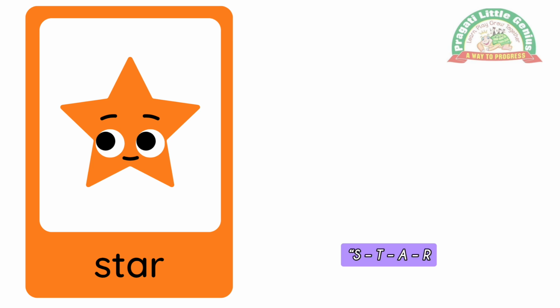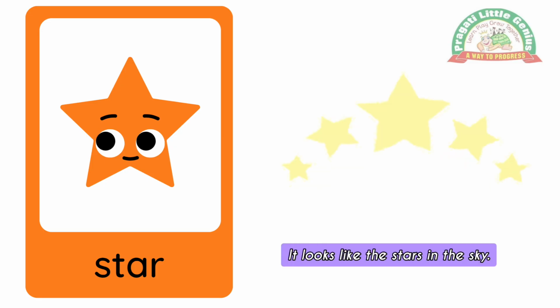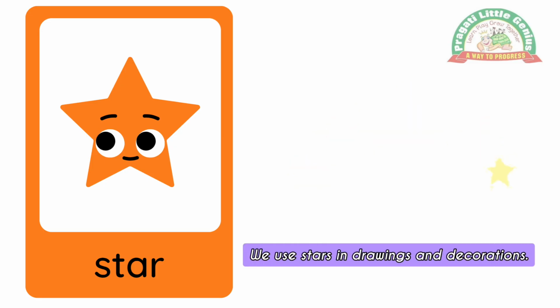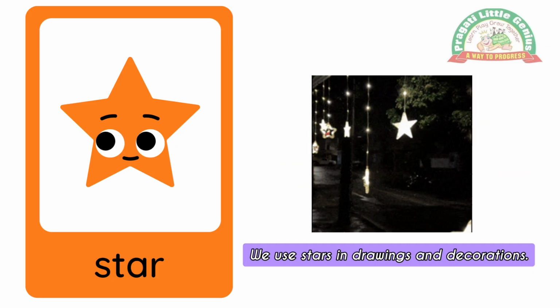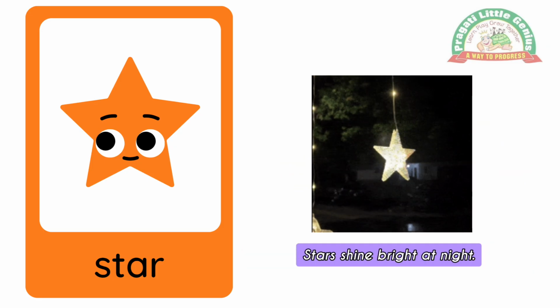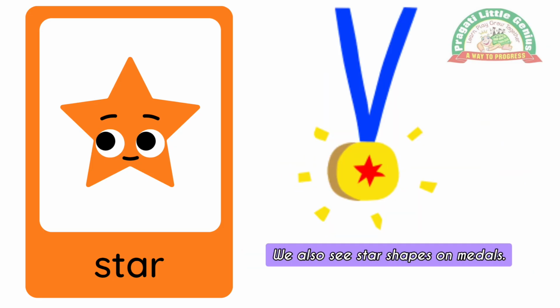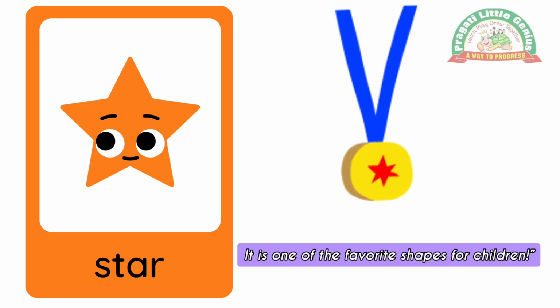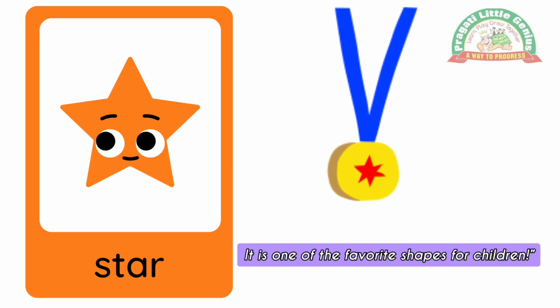2. Star. S-T-A-R. Star. A star has 5 points. It looks like the stars in the sky. We use stars in drawings and decorations. Stars shine bright at night. We also see star shapes on medals. It is one of the favorite shapes for children.